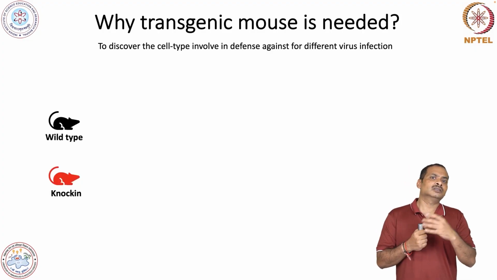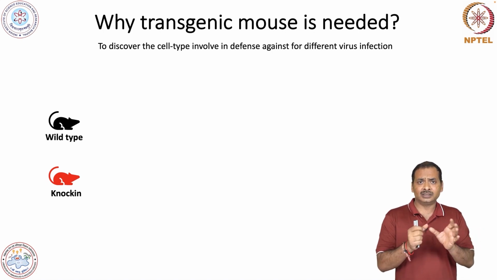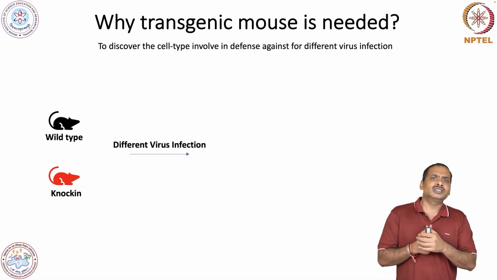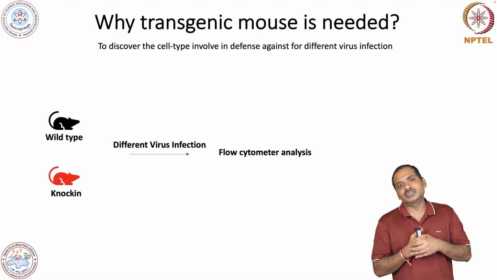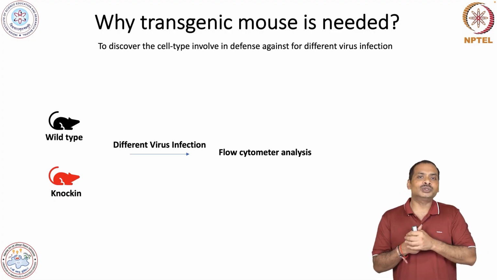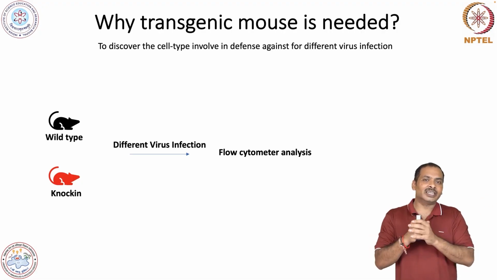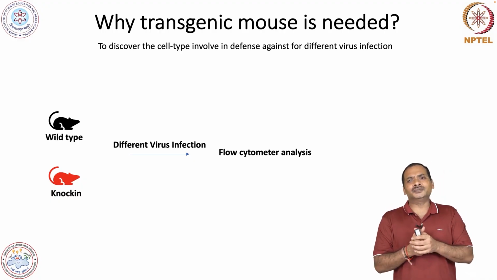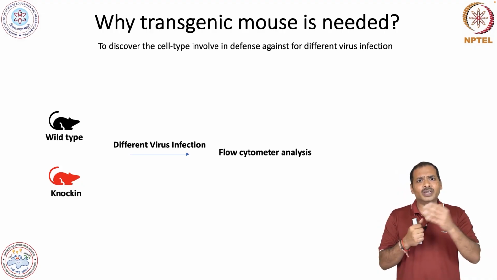You will take the wild type mice, which again has an intact gene and no transgenesis, and you will use the knock-in mice, and then infect them with different viruses. After that you will isolate that particular cell type, and you can show that in case of this virus infection, there is an increase in the number of these cells. In that way you can say that these cells are playing a very important role in that particular virus infection.